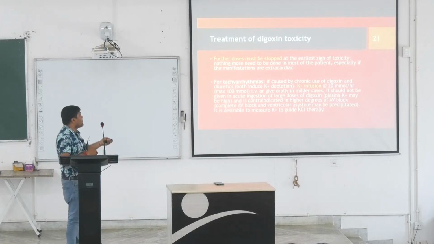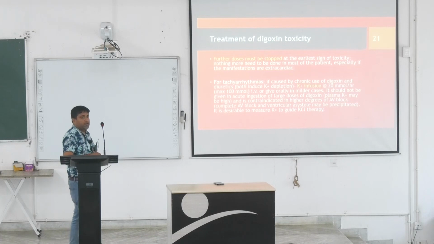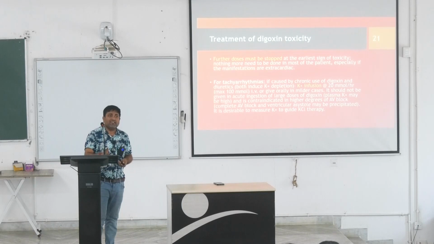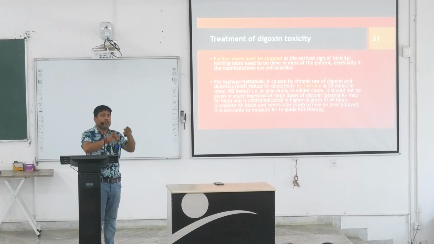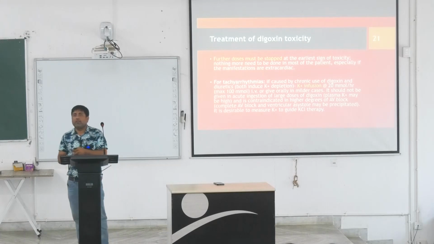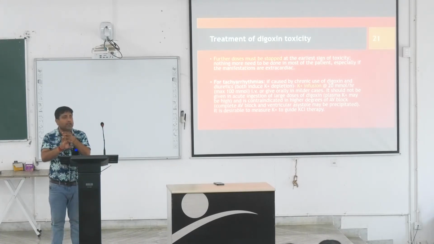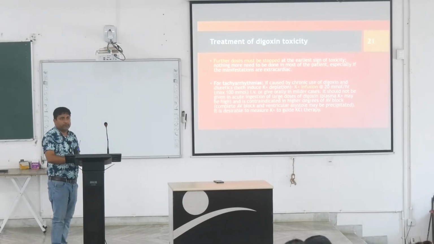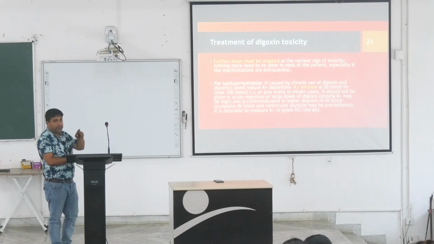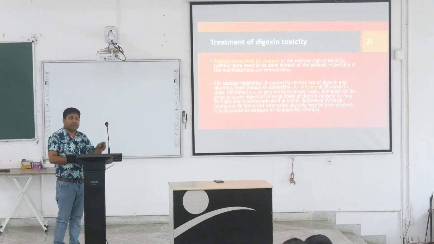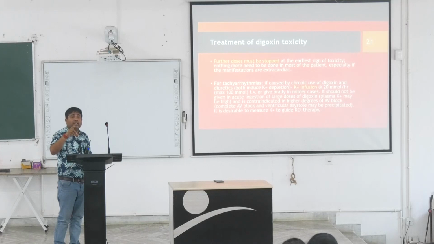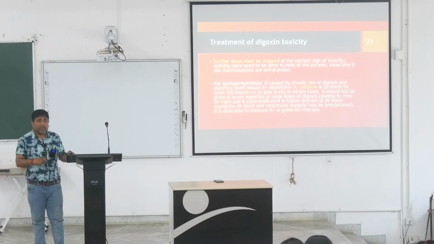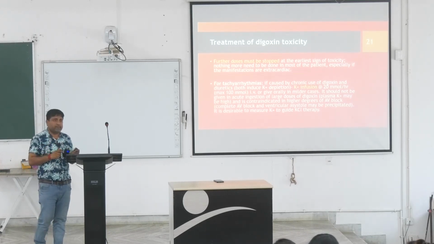Now, if a patient presents with tachyarrhythmias, and there is chronic use of digitalis, and the patient is on a diuretic, which causes hypokalemia, and chronic use of digoxin can also cause hypokalemia. So what happens? Potassium infusion can be helpful. We have already read that potassium reverses the toxicity of digoxin because it decreases the binding of digoxin to the sodium potassium ATPase enzyme by conformational change of the enzyme.